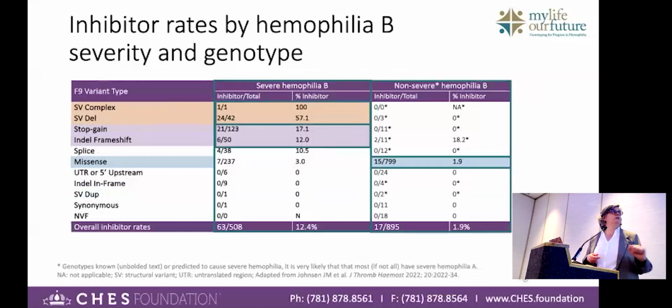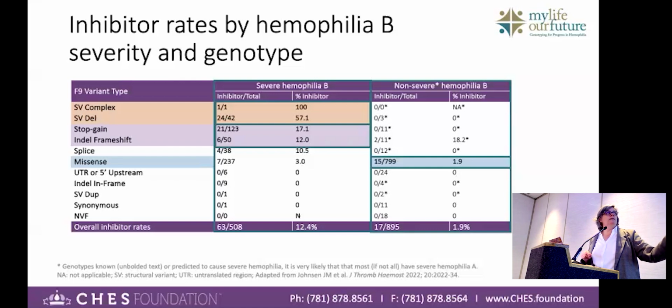So here, thanks to My Life, Our Future, enrolling a nice proportion of people with hemophilia B, this is the first real decent-scale look we've had a chance to see in hemophilia B. And we see a similar theme, but the numbers are smaller, so the statistics are a little harder. If you're missing a chunk of the gene, a deletion, again it's a little more than 50%, really similar to hemophilia A for that same classification.